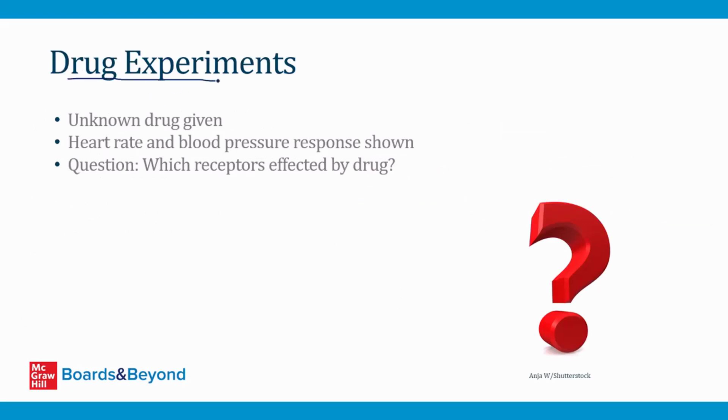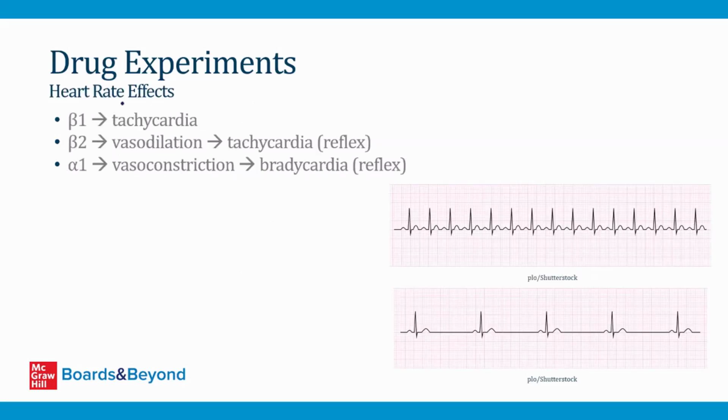So what do I mean by this? On your medical school exams and also on your board exams, you will see pharmacology questions where they tell you an unknown drug was given to a patient and they describe the heart rate and blood pressure response. And what they want to know is what receptors are being affected by the drug. And so that's what we're going to talk about now, how to figure out these drug experiment type questions. So let's start by talking about the heart rate effects of drugs that activate different adrenergic receptors.